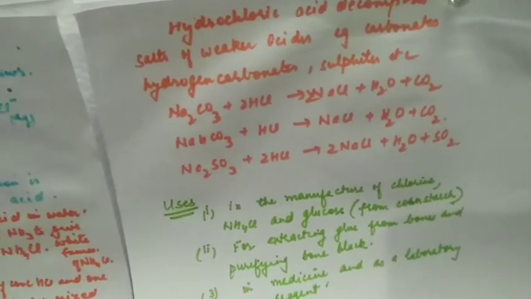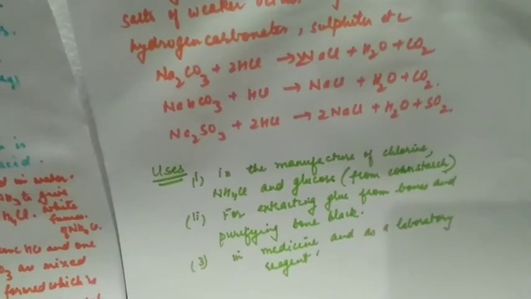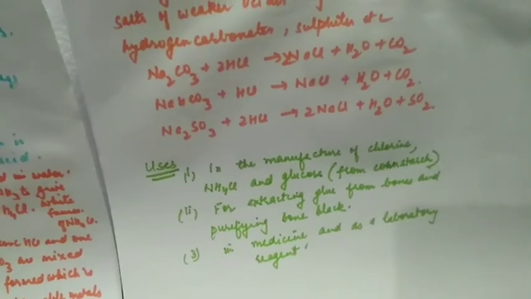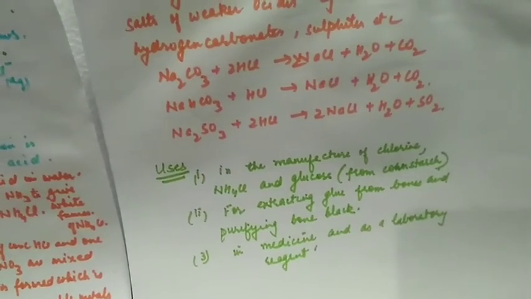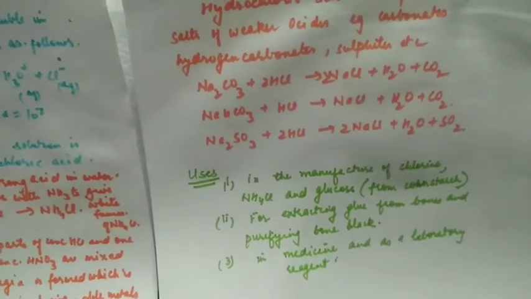Hydrochloric acid is used in the manufacture of chlorine, ammonium chloride and glucose from cornstarch. It is used for extracting glue from bones and purifying bone black. It is used in medicine and as a laboratory reagent.